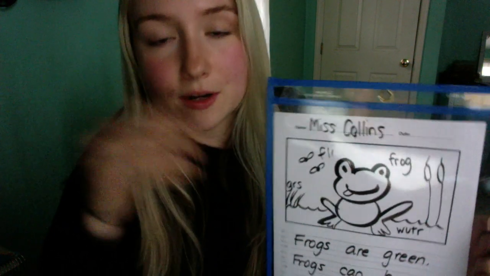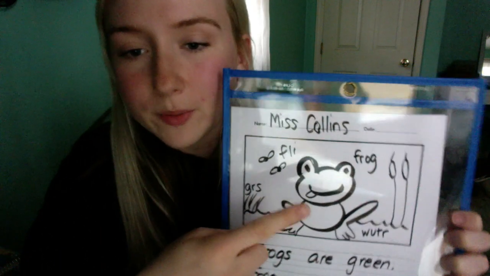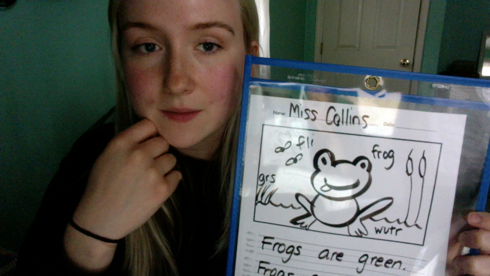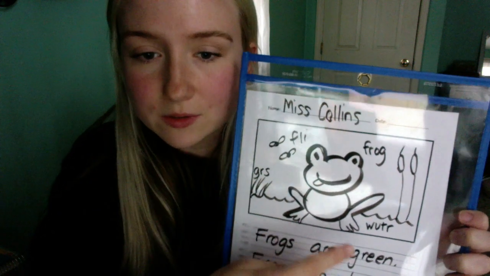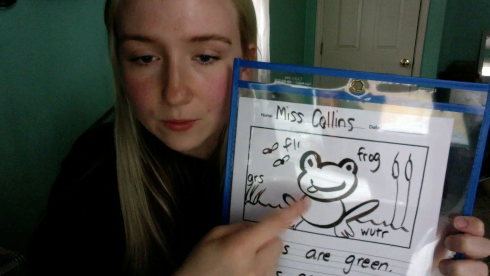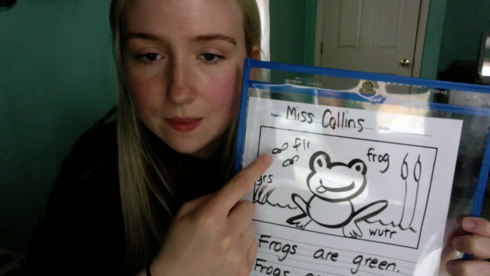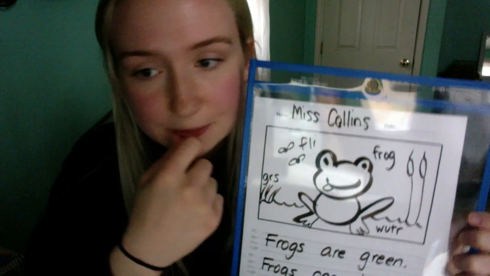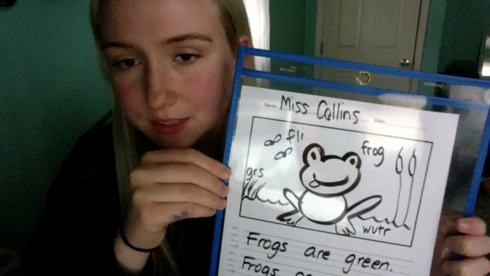Next, you're going to draw your picture. So I drew a picture of the frog and I drew him in his habitat. We found him in a little stream. So I drew some water and there was grass next to it, and frogs love to eat flies, so I drew a couple flies in the top corner. So this was my picture.